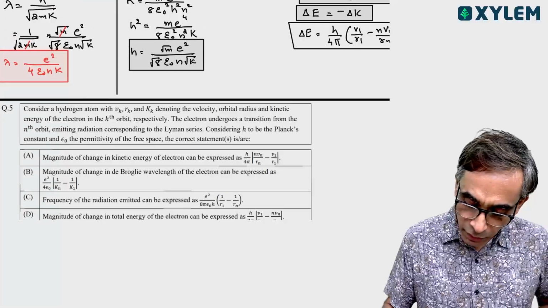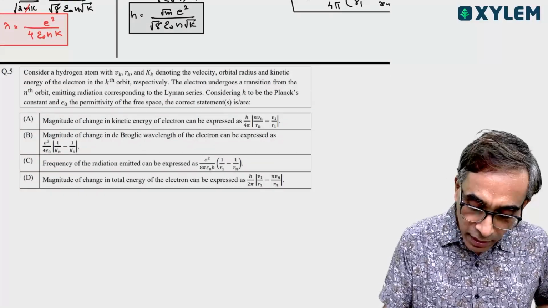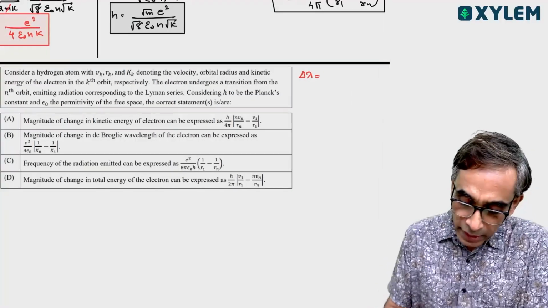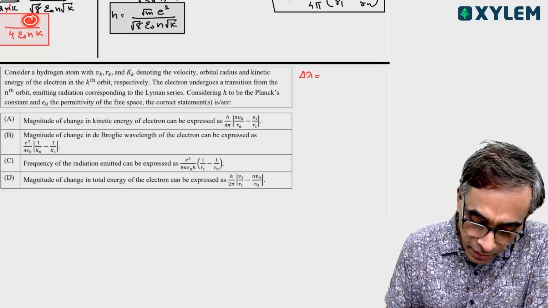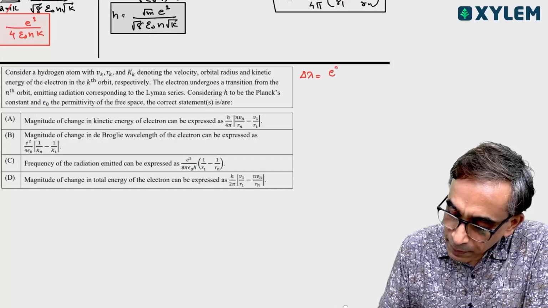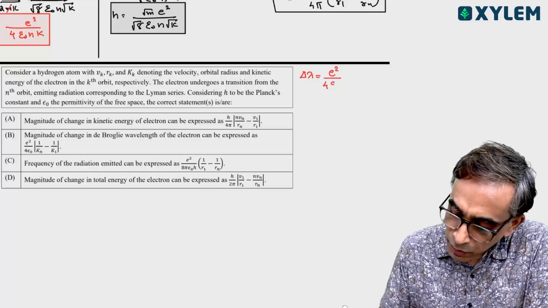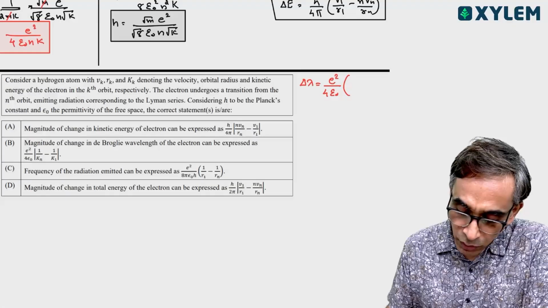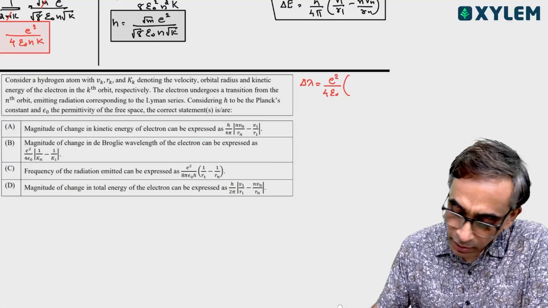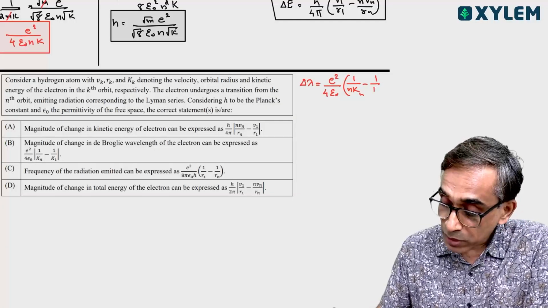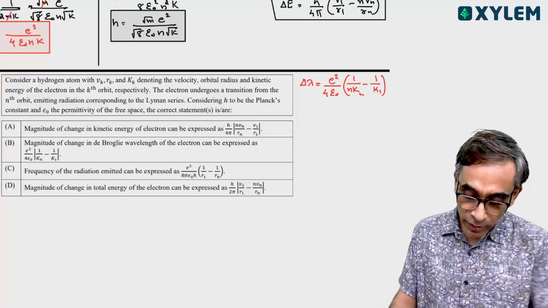change in de Broglie wavelength. This is the equation, delta lambda. I'm writing it here. Delta lambda equal to, see the option, e squared by 4 epsilon 0 is constant. e squared by 4 epsilon 0 bracket, from the nth orbit, what should I get? From the nth orbit I should get 1 by nk, minus, for the first orbit I'll get 1 by k1. So that is the equation.